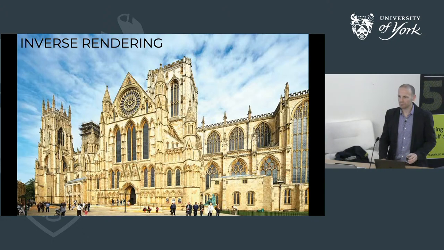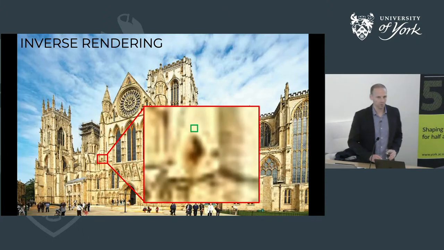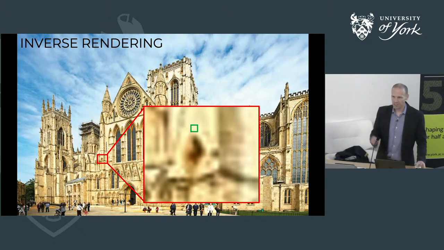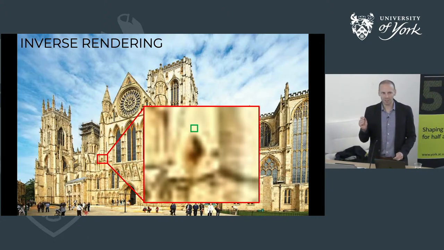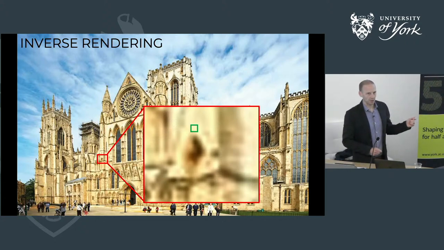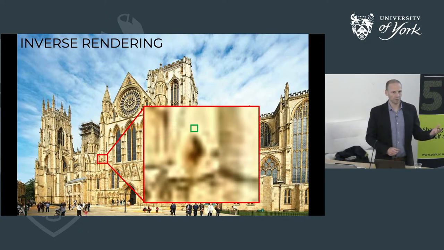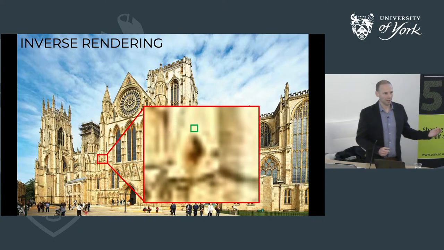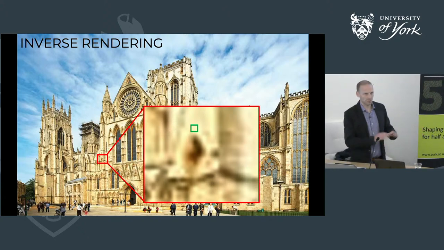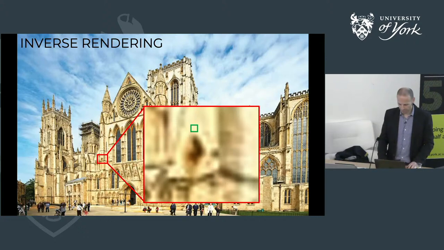The problem is this task is completely ambiguous. Let's just consider one pixel. Okay, we have a yellow pixel in our image. This yellow pixel could have arisen for many reasons. We might be looking at a yellow object. That's kind of the case, we're looking at sandstone or something. But we might also be looking at a white object lit by a yellow light. Or we might be looking at a white object lit by a white light, but the camera's white balance was wrong, so it made it look yellow. And there are loads of other possible explanations.